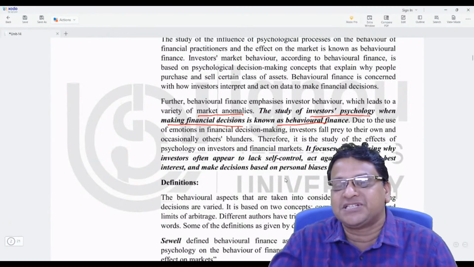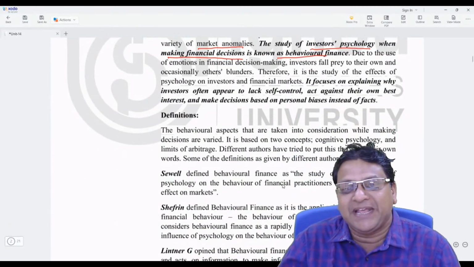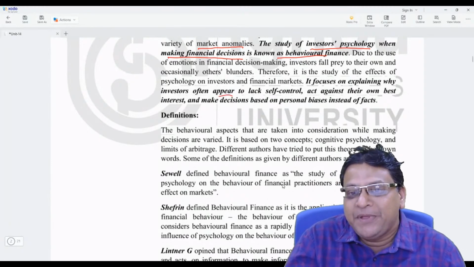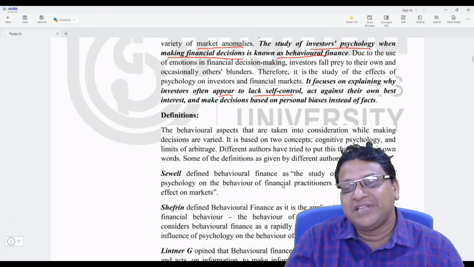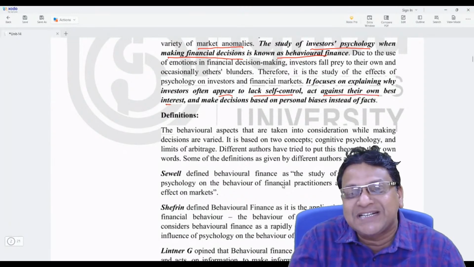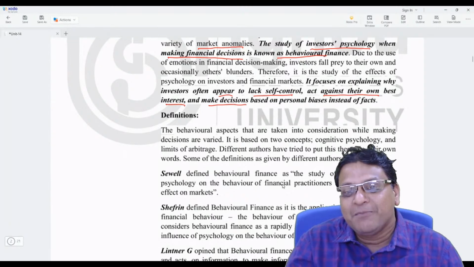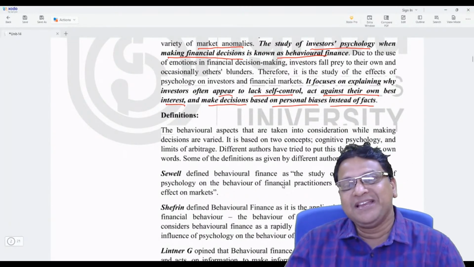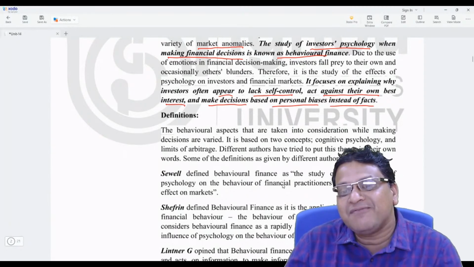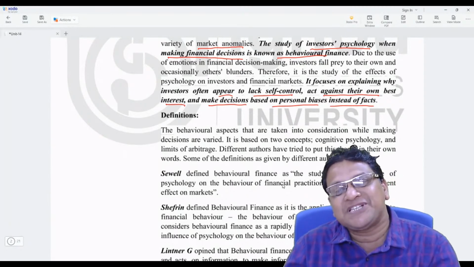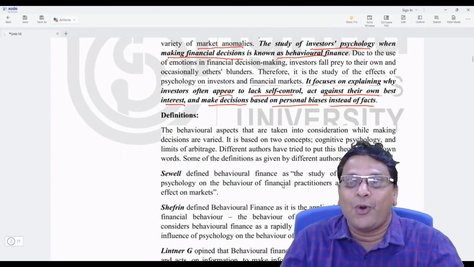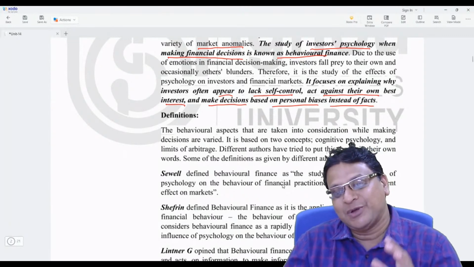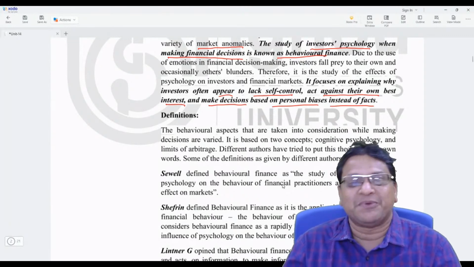So behavioral finance focuses on explaining why investors often appear to lack self-control. They act against their own best interest. Why do they make decisions based on personal bias instead of facts? Many times, investors take decisions on the basis of their personal intuition, not on the basis of facts. Why do they do this? All these contexts we will discuss in the context of behavioral finance.